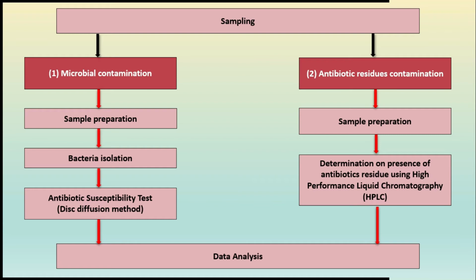For microbial contamination, first of all, the samples of catfish and soil will be prepared, and then the bacteria from the samples will be isolated for antibiotic susceptibility tests through the disc diffusion method. And last but not least, of course, data analysis. Meanwhile, for antibiotic residues contamination, the sample will also be prepared to be run in a high-performance liquid chromatography (HPLC) system in order to determine the presence of antibiotic residues.